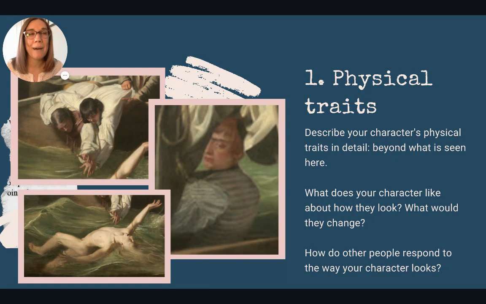And then I want you to think about what your character likes about the way they look. When they look in the mirror, what makes them happy? And what would they change? What do they not like at all about their physical appearance? And then I want you to write about what other people do when they see your character. How do other people respond to your character's looks? Is your character generally considered very attractive? Not so much? And then really get into the why.